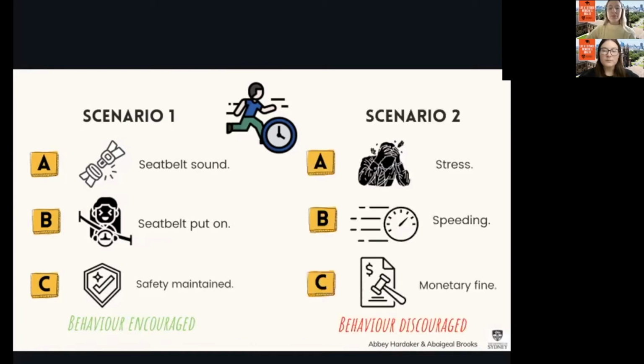Conversely, if the man was speeding in his car and was pulled over by a police officer, he would be issued a speeding fine. In this scenario, the antecedent is his mood. He's feeling stressed because he's late for work. The behaviour is speeding, and the consequence is the speeding fine. The fine is a punishing consequence, which will discourage repetition of that behaviour.